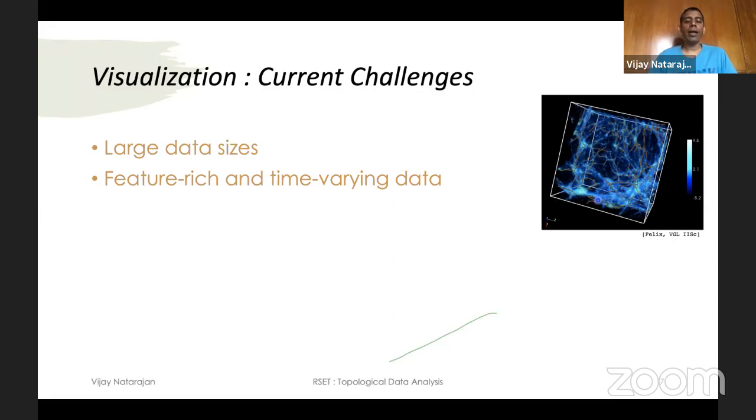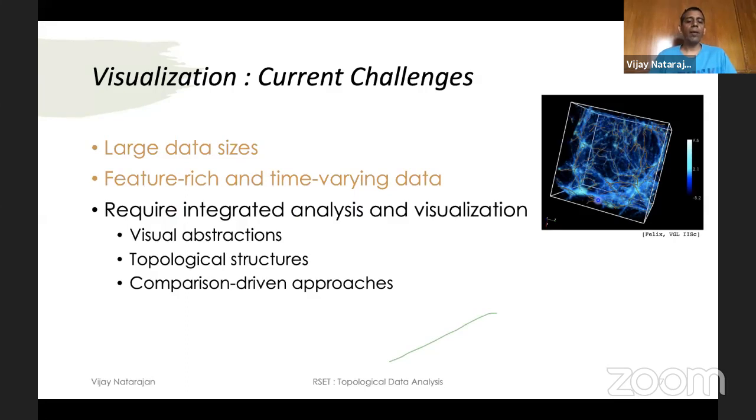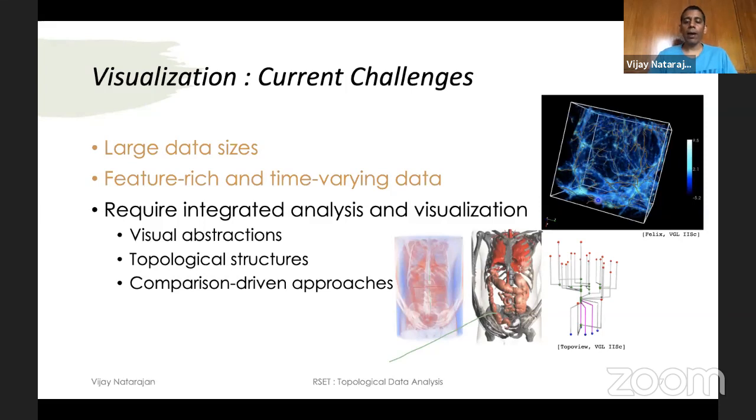Time varying data is another challenge. The way we want to address this is by integrating this visual representation and some analysis. So I want to use some abstract ways of showing what the data contains. Let's use an example. So here, I'm not sure how to remove this.